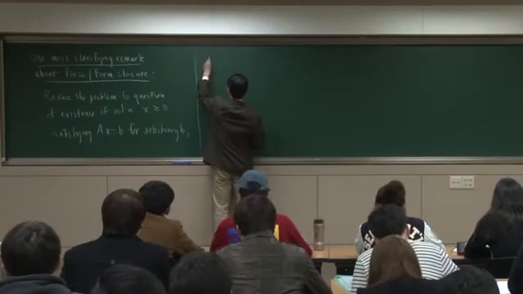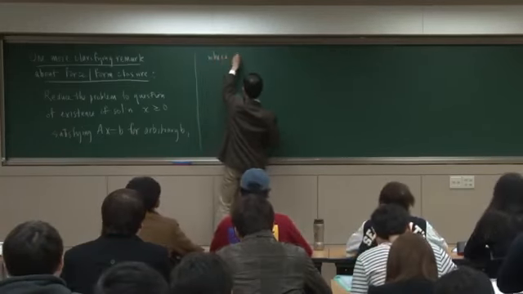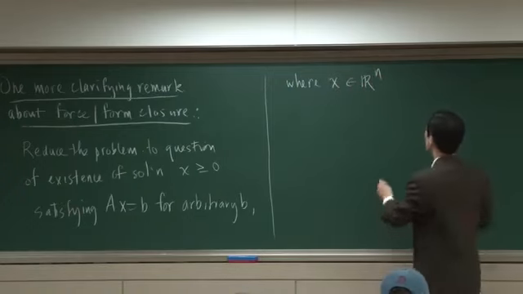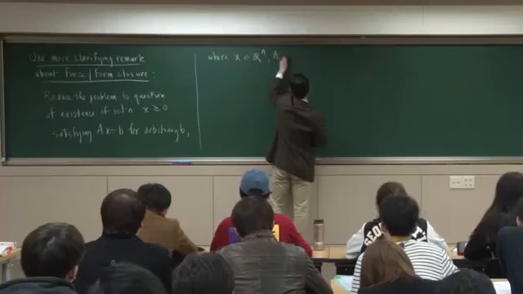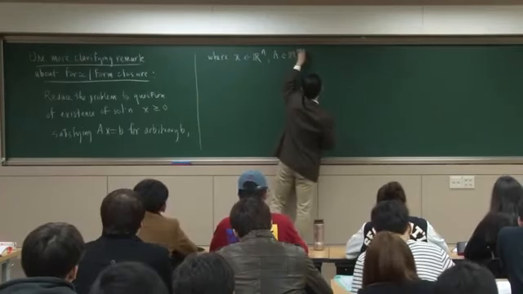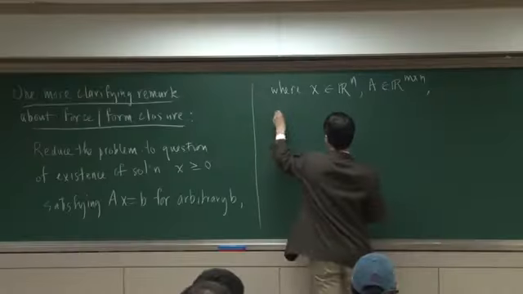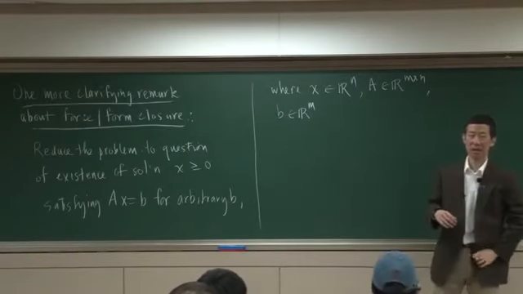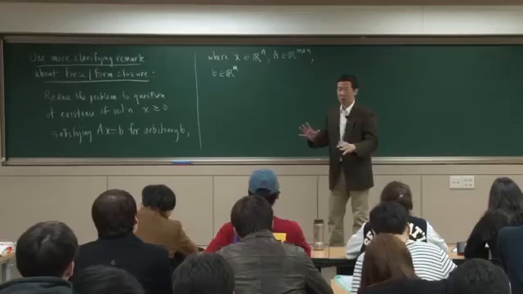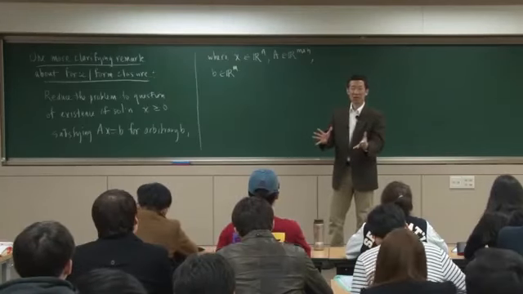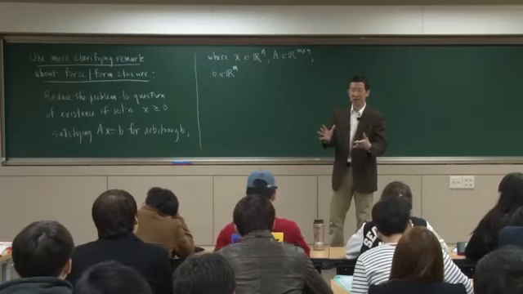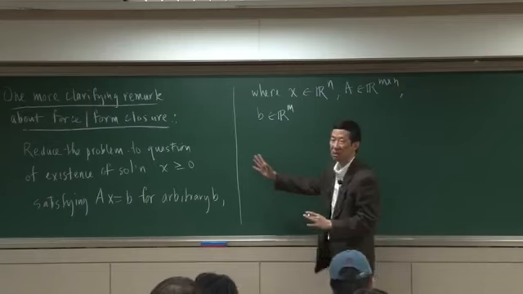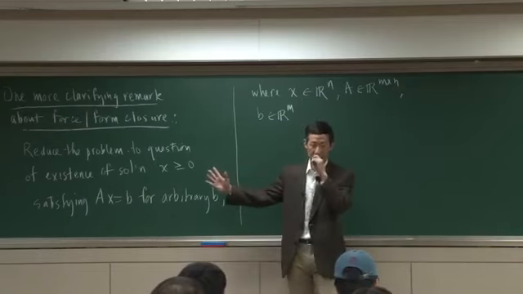Now here let's take the dimension of x to be n. Let's say A is m by n, so naturally this would mean B is m-dimensional. So whether it's point contact with friction or frictionless point contact, in most cases, planar or spatial, we can always reduce it to a question of this form.